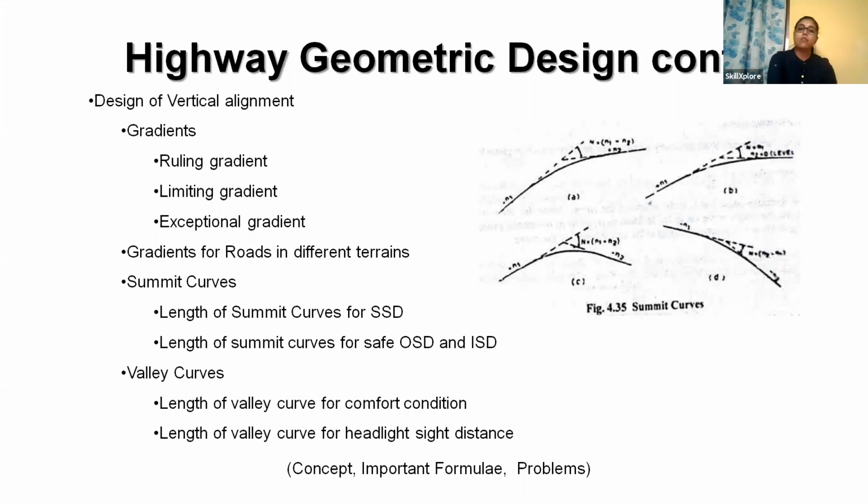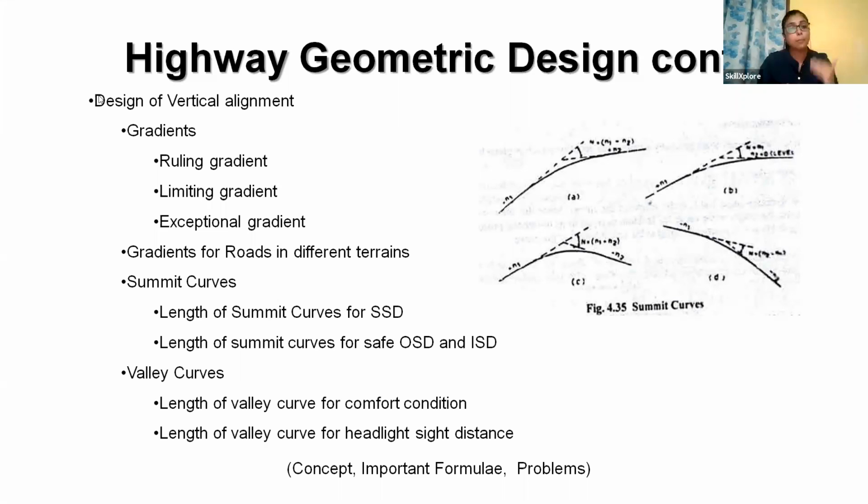Then summit curves and valley curves. What are summit curves and what are valley curves? As in the case of horizontal curves, there will be vertical curves also. Horizontal curves are curves horizontally in 2D, and vertical curves are curves in the vertical plane. If the curve has convexity upwards, then it is a summit curve. And if the curve has concavity upwards, then that is a valley curve. So all these things will be there.